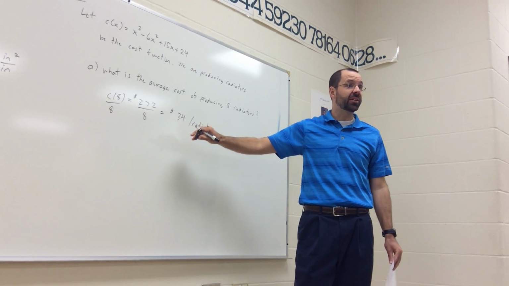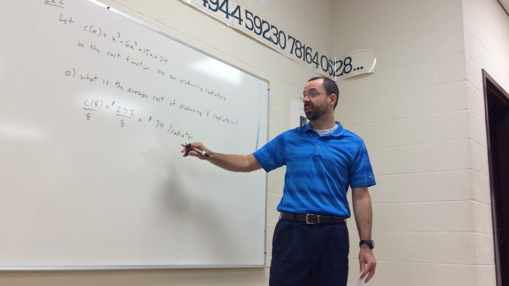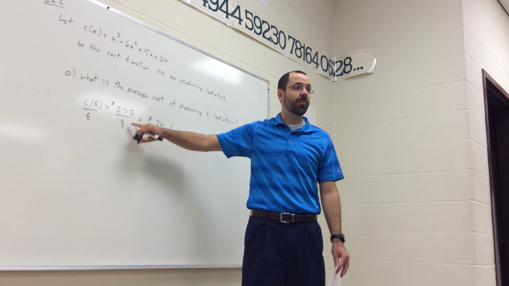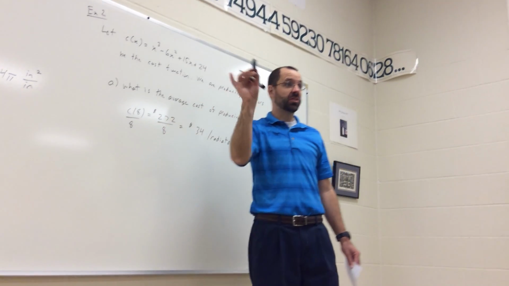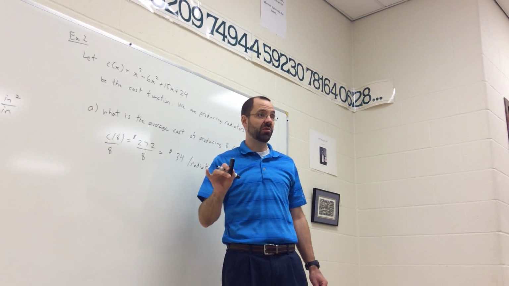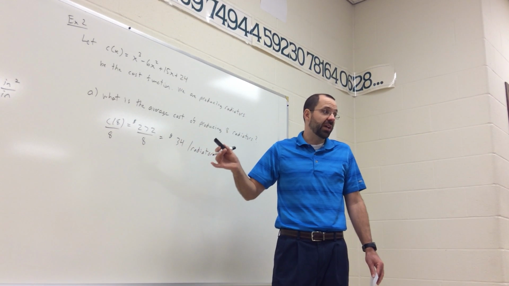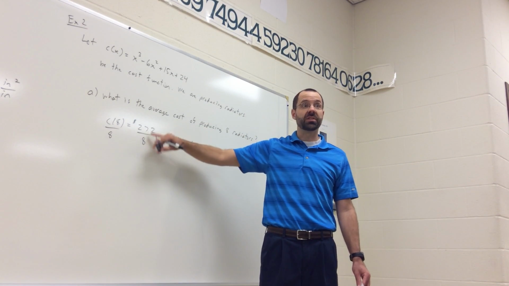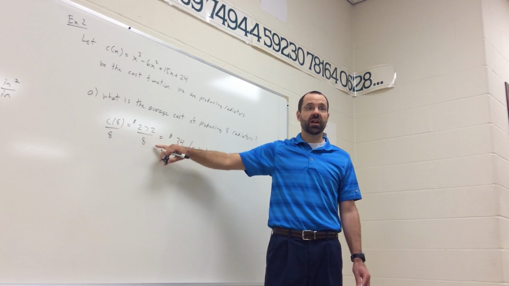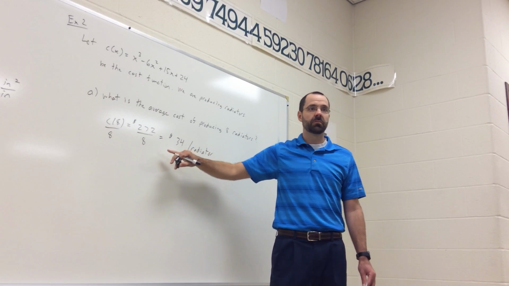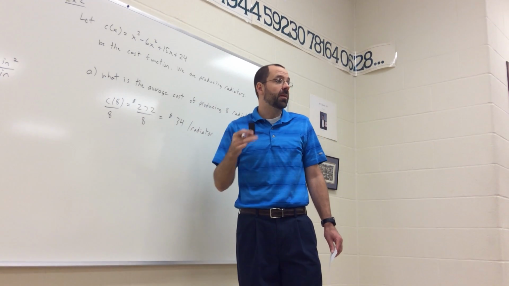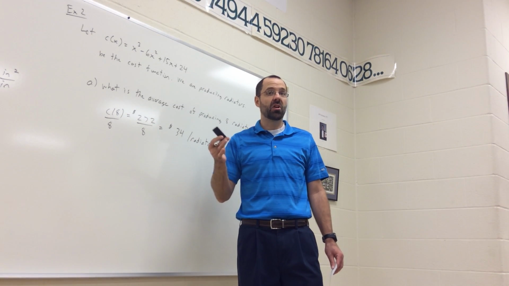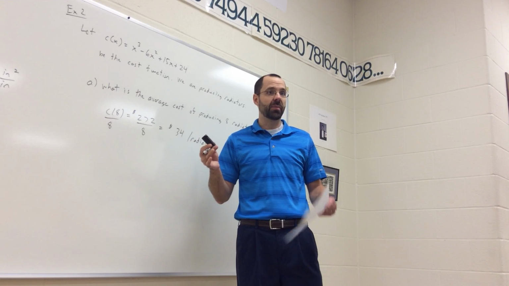Just to point out again, this is not average rate of change. There's no subtraction on top and bottom here. If it's an average rate of change, it's 2 things subtracted divided by 2 things subtracted. This is just a plain old average, so it's just 2 things divided: a total divided by how many. So that's $34 per radiator. What that means is they made 8 radiators, and on average, it cost them $34 per radiator to make them.